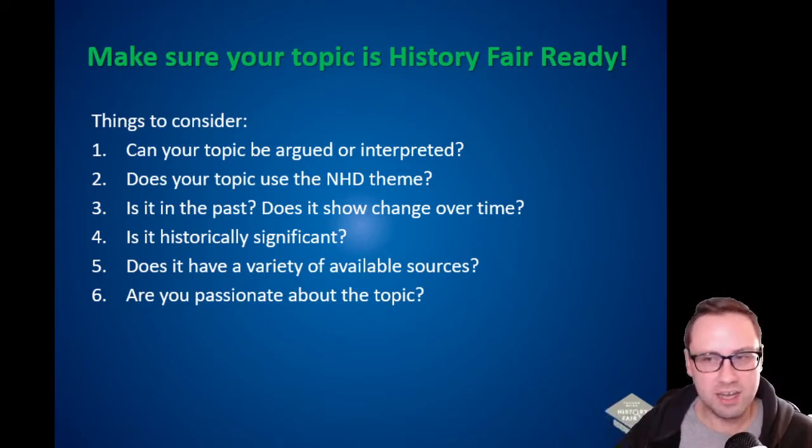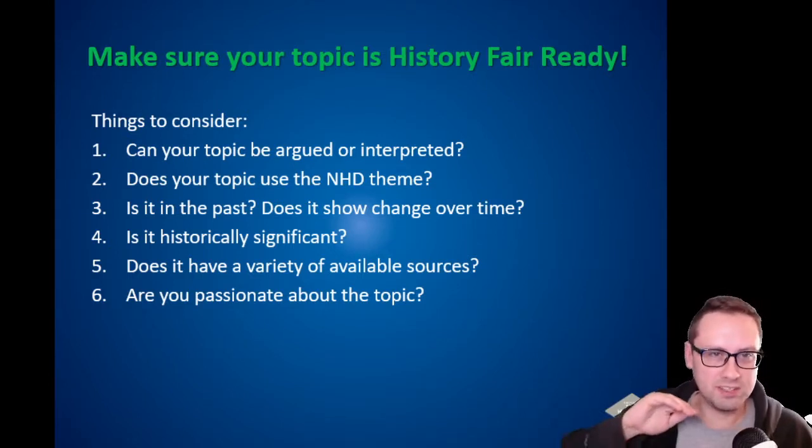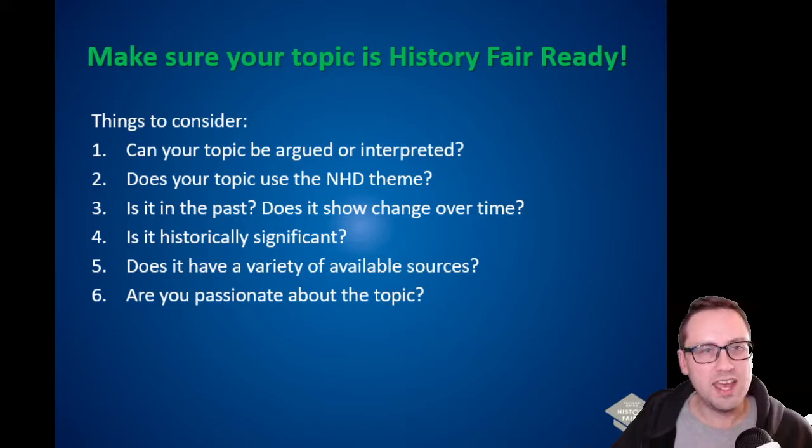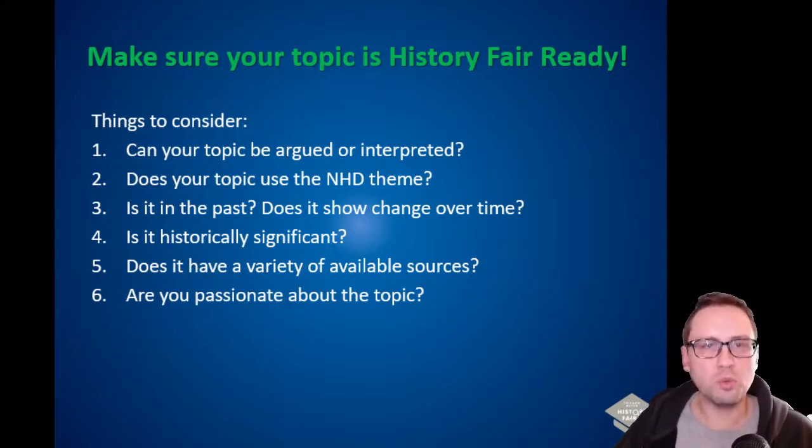It's going to get tough at times, but picking a good topic is going to let you stay motivated through those tough parts and enjoy the rest of your research and make things go by much quicker and have a better time. So if you can find a history fair topic that meets all of these criteria, you are well on your way to a great history fair project.